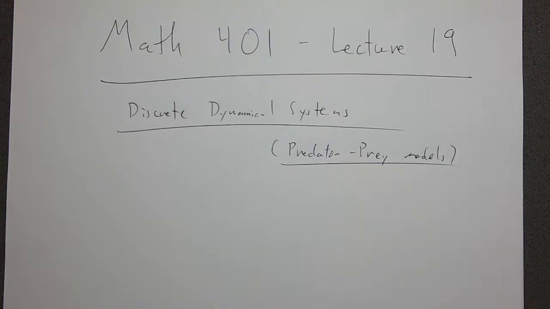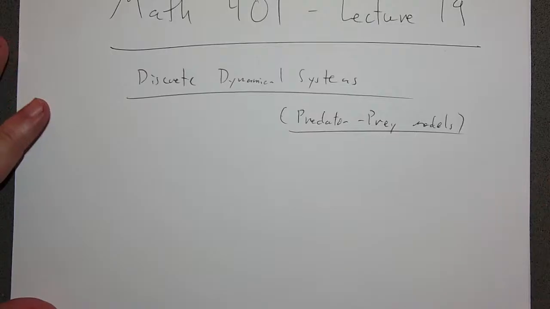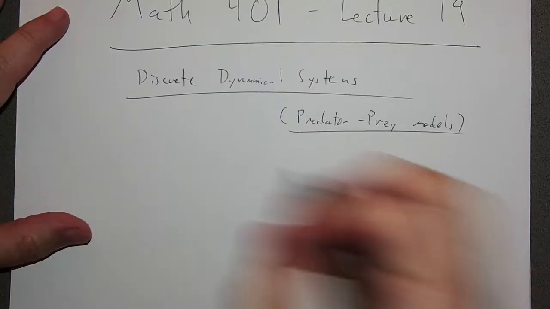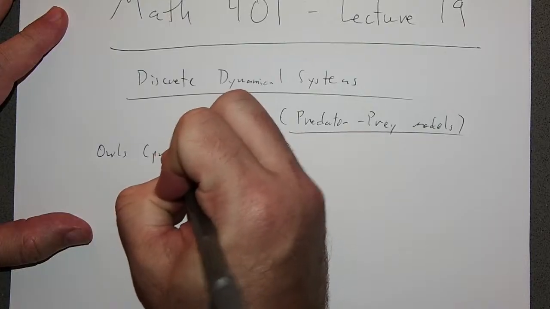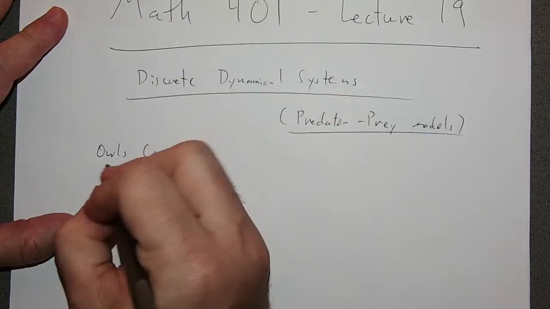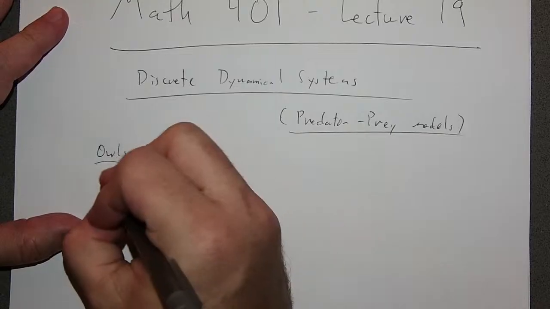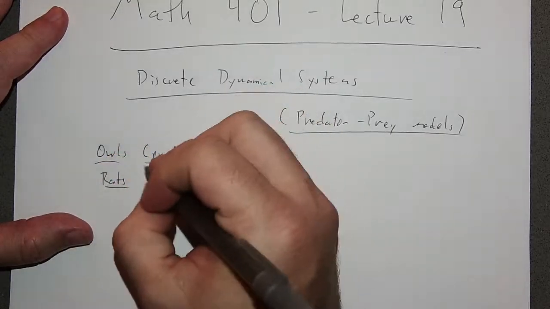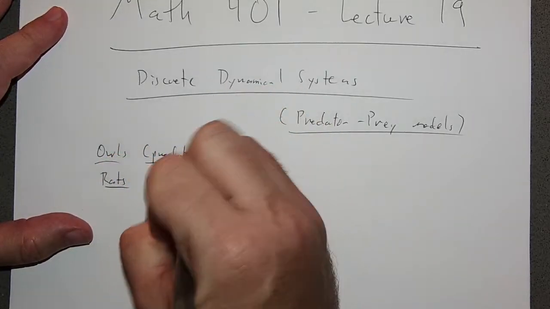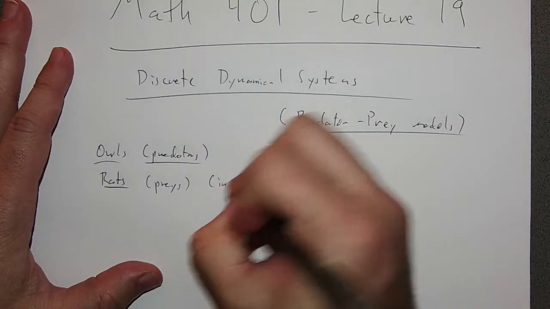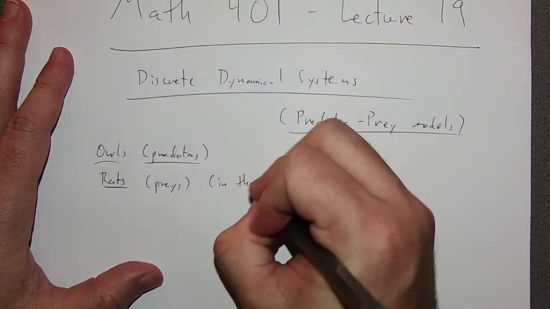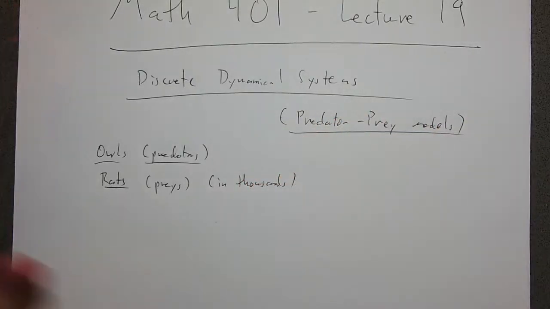So what we are going to do, our basic problem here, jumping right into it, is that we have a population of predators and their prey. So we're going to have owls, which will be our predators in this case, and rats, which will be their prey. Now we'll keep track of the number of owls, and we are going to keep track of the number of rats in this system in the thousands.